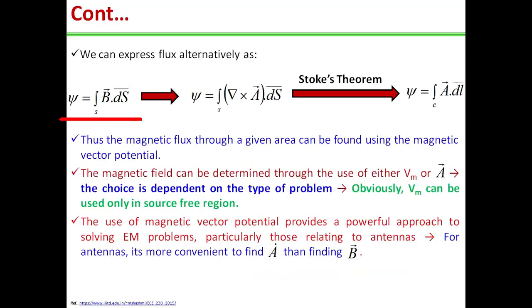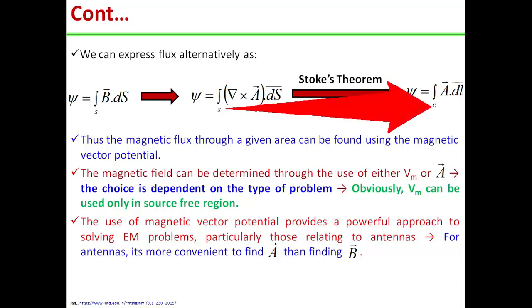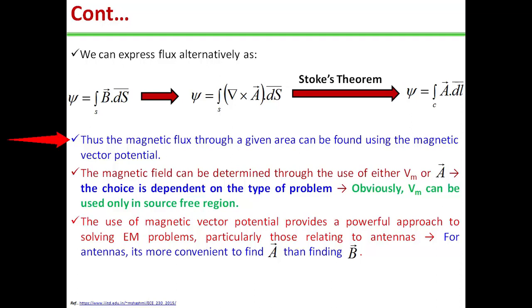So we can express the flux alternatively. We know that flux is equal to surface integral B dot ds, and earlier we have defined B is equal to del cross A, that means in terms of magnetic vector potential A. So we can write psi is equal to surface integral del cross A dot ds. And from Stokes theorem, we can convert the surface integral into the line integral. So we can write psi is equal to line integral A dot dl over contour C. Thus, the magnetic flux through a given area can be found by using the magnetic vector potential A.